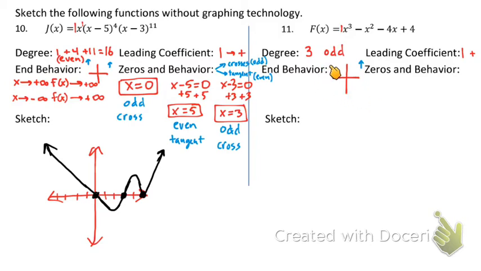The left side, if it's even, it does the same thing as the right side. But as you can see, it's odd. So it's going to do the opposite of the right side. So since the right side's going up, because the degree is odd, the left side's going down. So it does the opposite. Okay, let's go ahead and write that in real quick.